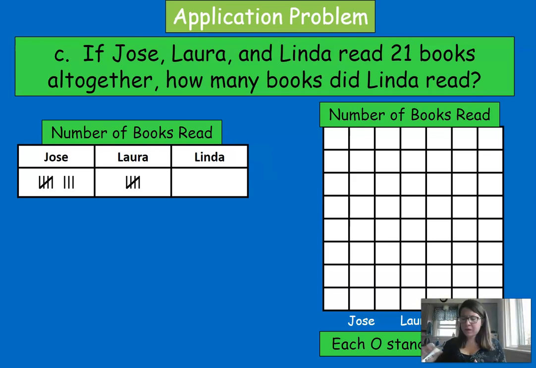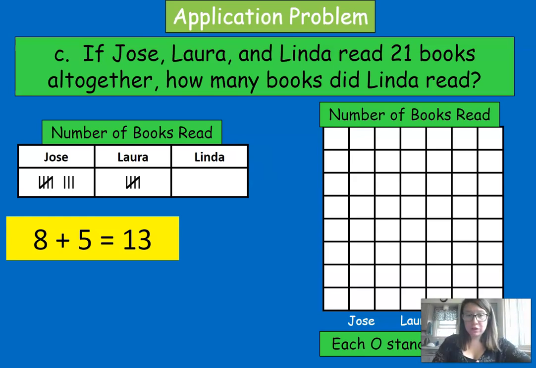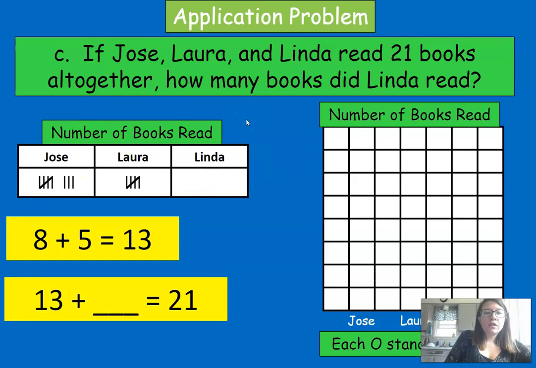You ready? Okay, so let's go through it on here. We know that 8 plus 5 is 13 because we solved for Jose and Laura. They read 13 books altogether. We still need to figure out what Linda read. So they set up their problem the same way. We know the 13, that's our known, and we know the 21, but we need that missing number there.